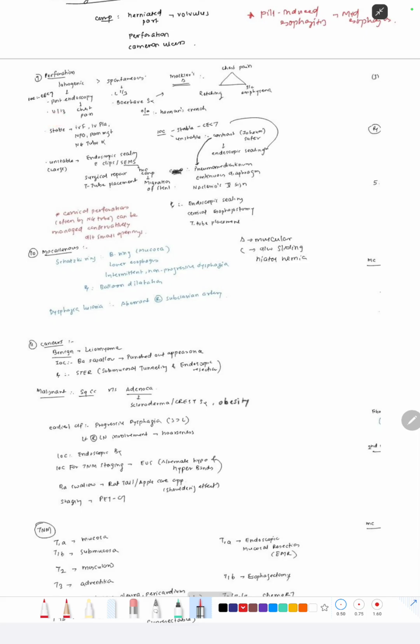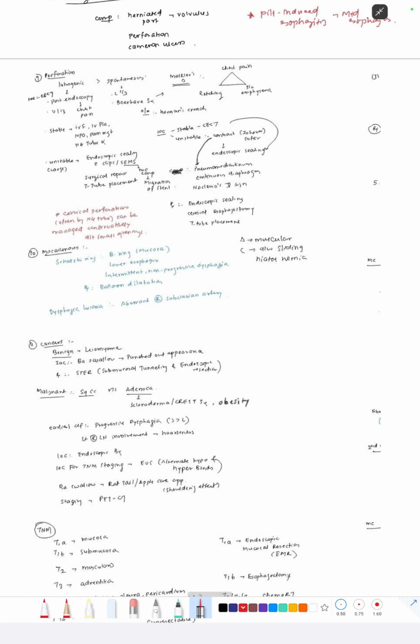If the patient is stable, then go for IV fluids, prophylactic antibiotics, NPO, and pain management. However, a nasogastric tube should not be inserted because if the perforation is small, you can make it large. If it's an unstable patient, that means a large perforation is present, in that particular case, we manage it by endoscopic sealing with clips or SEMS, that is, self-expanding metal stents can be used. However, the most common complication with the stents is that they can lead to migration. Similarly, surgical repair of the perforation can be done, or repair over a T tube. The cervical perforations, which are often caused by the nasogastric tube, can be managed conservatively because of small openings.